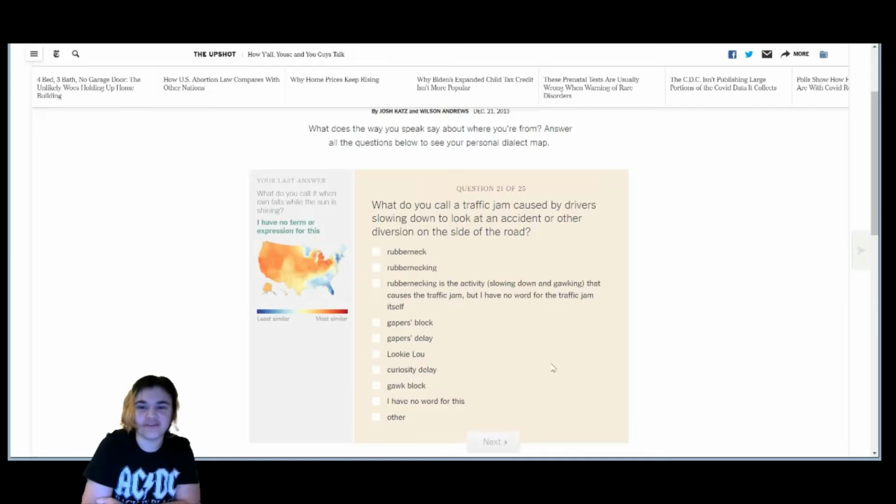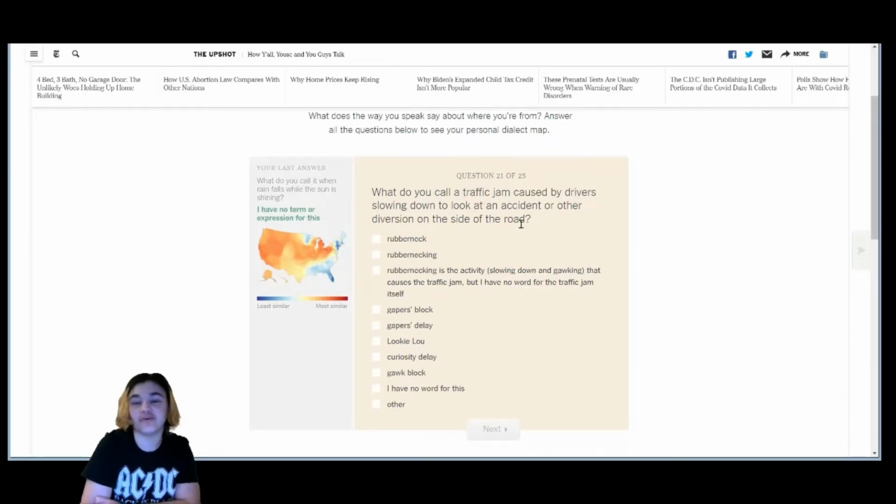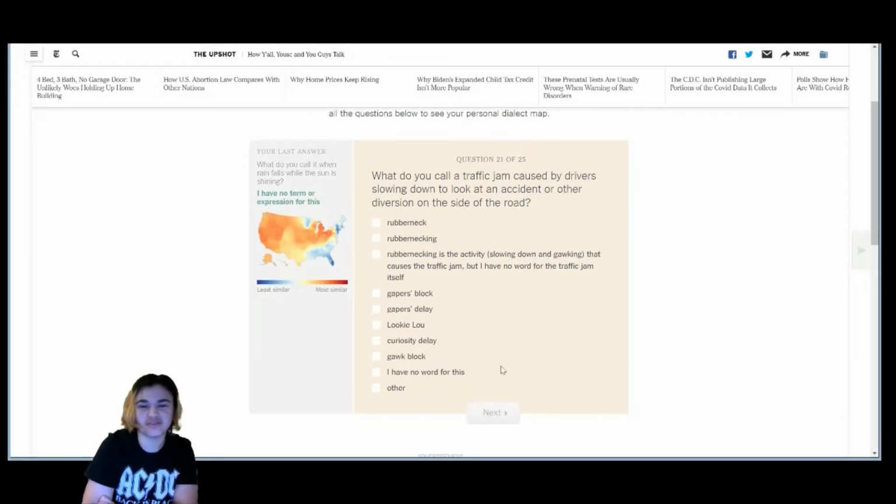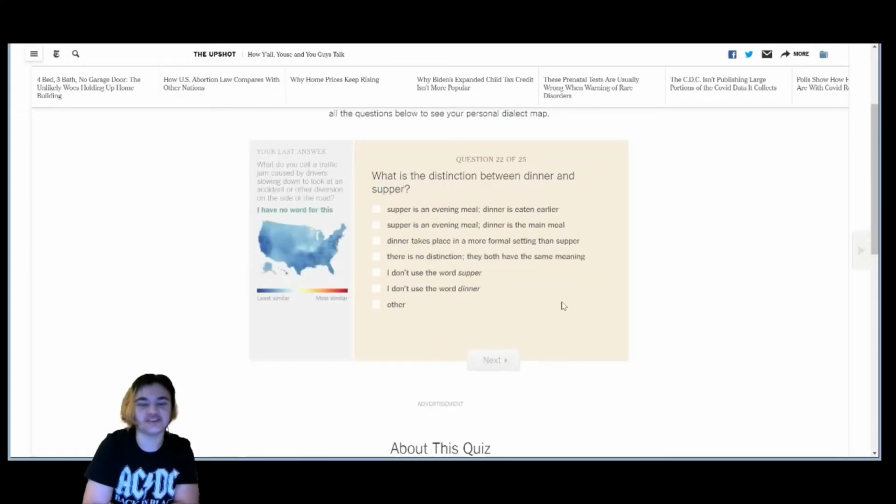What do you call a traffic jam caused by, I should read the whole thing. Caused by drivers slowing down to look at an accident, or other diversion on the side of the road. I've heard people call things rubbernecking. I never heard gapers block, gapers delay, a looky-loo. You gonna take a looky-loo? Curiosity delay, gawk block. That's really funny. I don't have a word for that, actually.